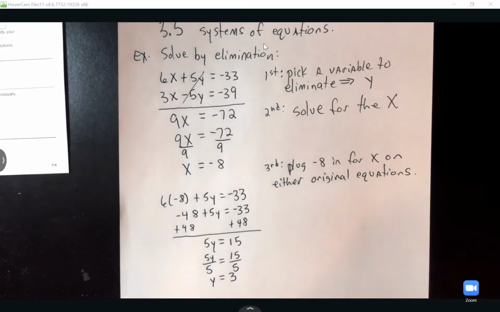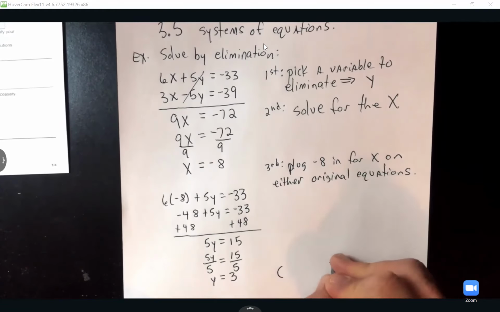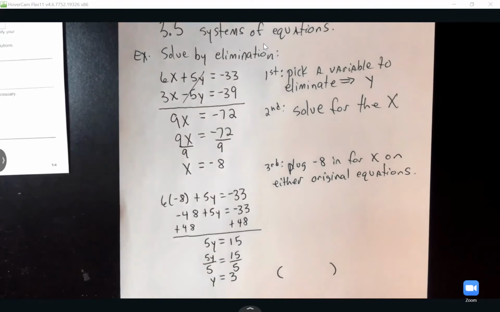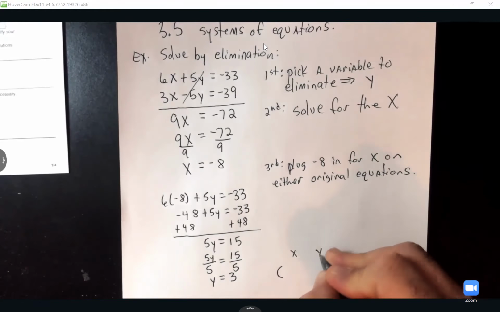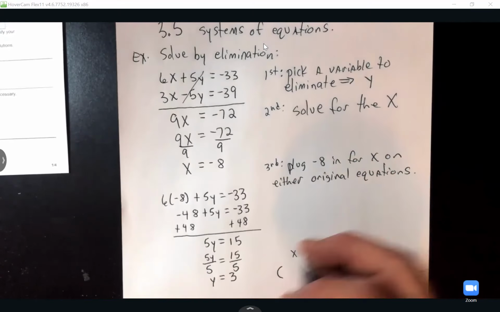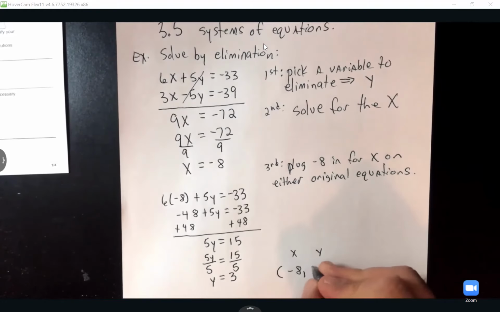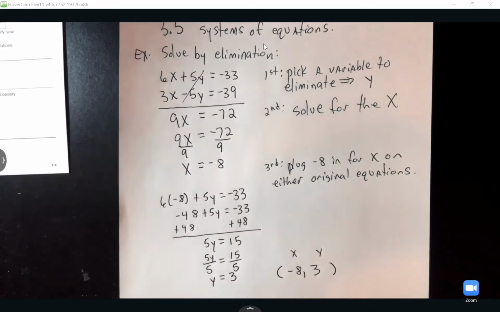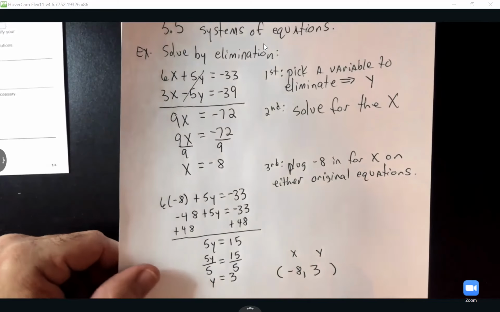Now, y'all, here's the thing on these. When you write the answers, these answers got to be put in like ordered pairs or ordered triples. So this one only had 2 variables. So it's going to be an ordered pair, but you got to get them in the right order. You got to have your x first and then your y. So since my x was negative 8, I would put my negative 8 and then my 3. Remember, put them in parentheses so that it looks like an ordered pair. So that wasn't too bad, was it? Not too bad. So let's do one where we might have to do a little changing.